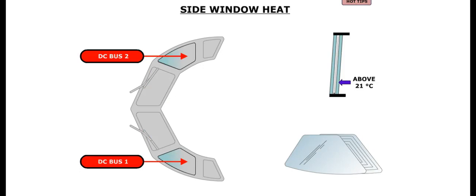The side windows are heated by the associated 28-volt DC bus. The heating system consists of small wires embedded between the two plies of glass. The side window temperature is regulated so as to maintain the inner temperature above 21 degrees Celsius.